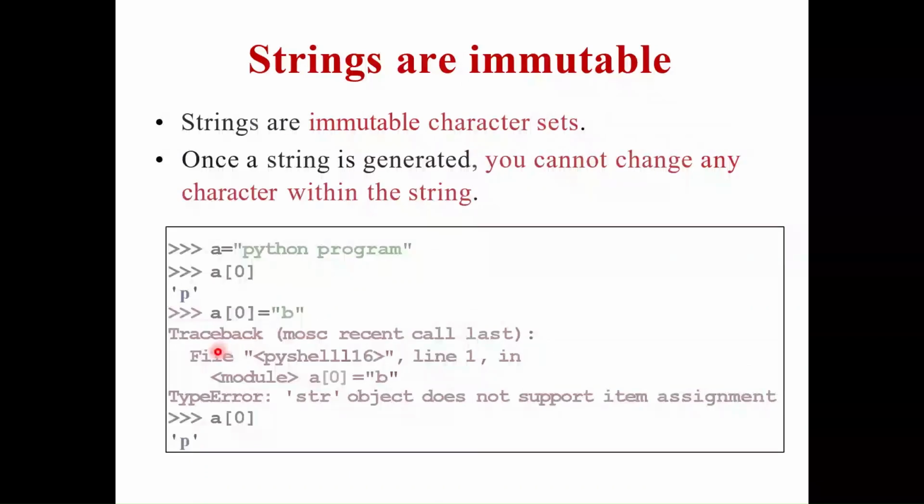Similarly, if you want to extract the 0th position value, or any position value, we can easily get it. But we cannot assign a character or a string to the given position. So that is the concept of immutability.